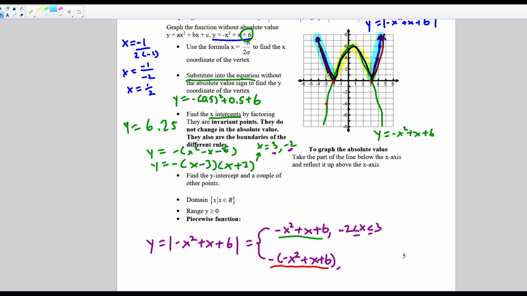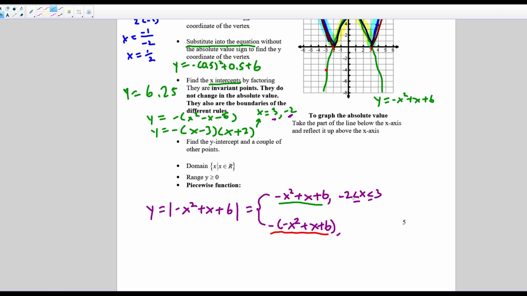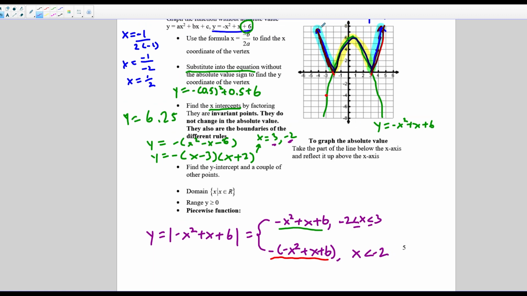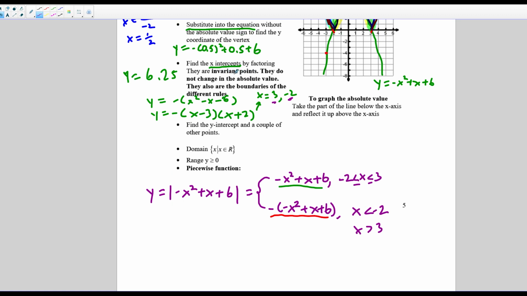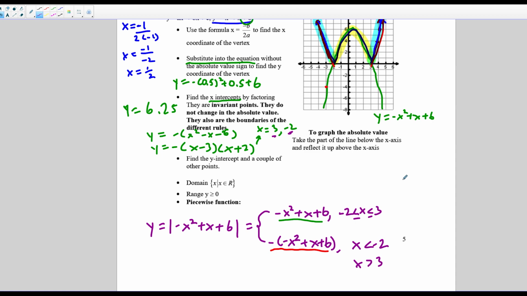Well, how do I define those two sections? For this first part, we're going to say that x has to be less than, so we'll go ahead and change the color, x has to be less than -2. And that's going to represent this portion here on the left. To represent this portion here on the right, x has to be greater than 3. So we can see how important these invariant points or x-intercepts are when it comes to graphing absolute value functions.